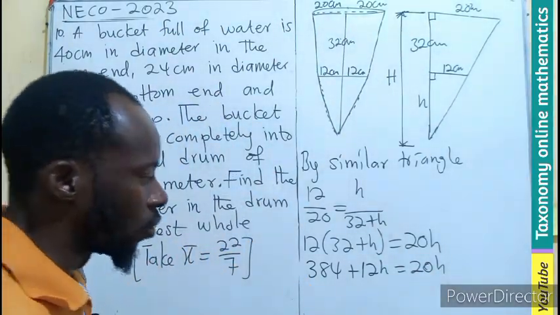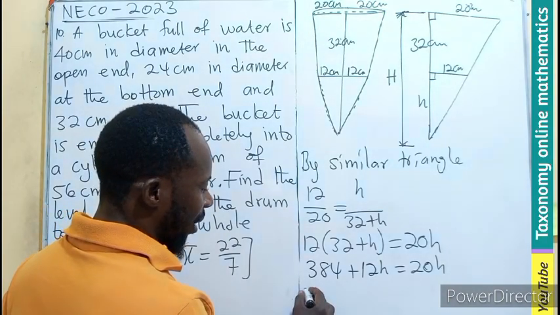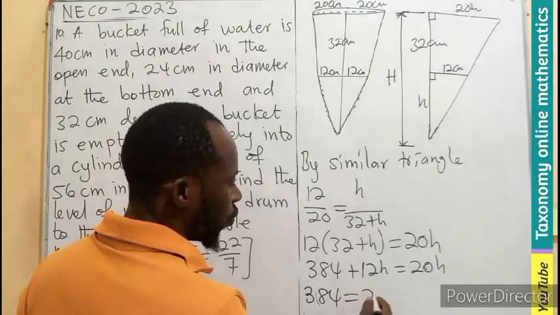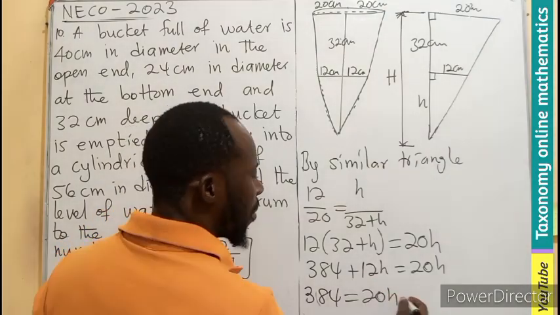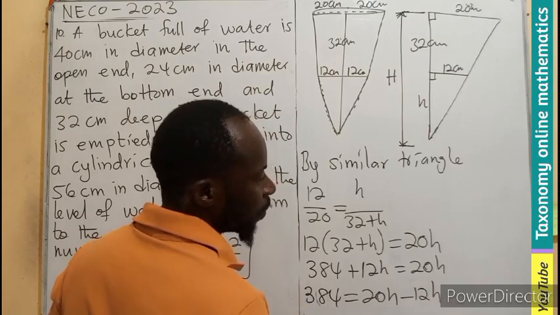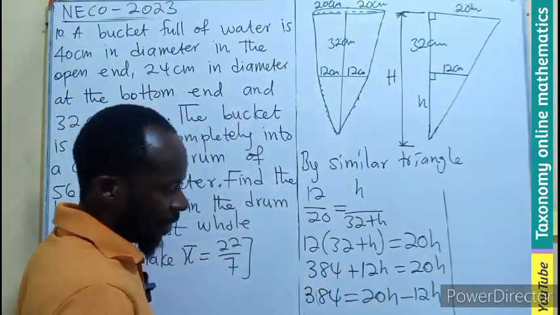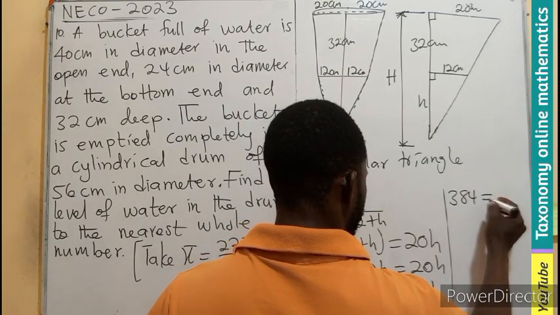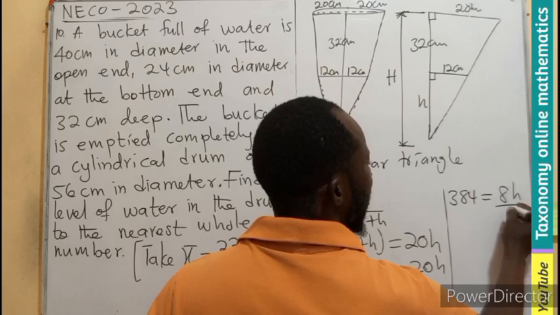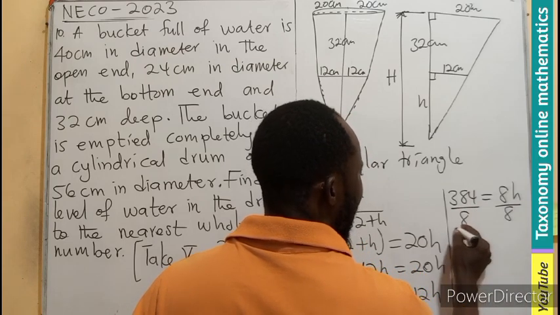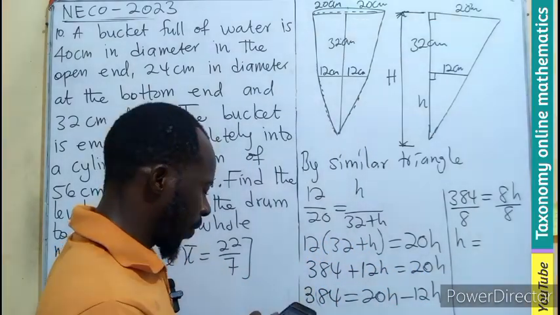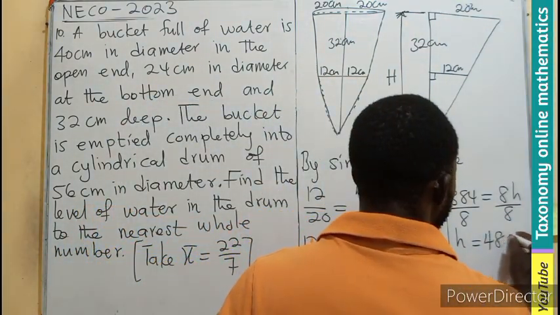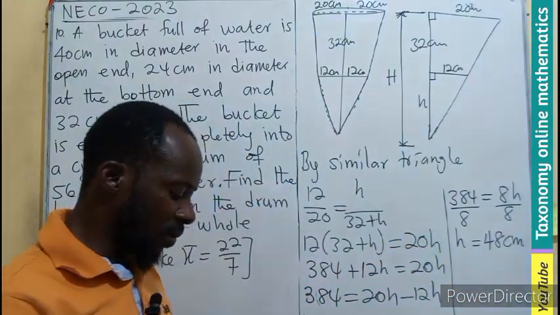We can group like terms and make 384 equals 20h minus 12h. That will give us 384 equals 8h. Divide both sides by 8, h is going to be 384 divided by 8, and that will give us 48 centimeters.